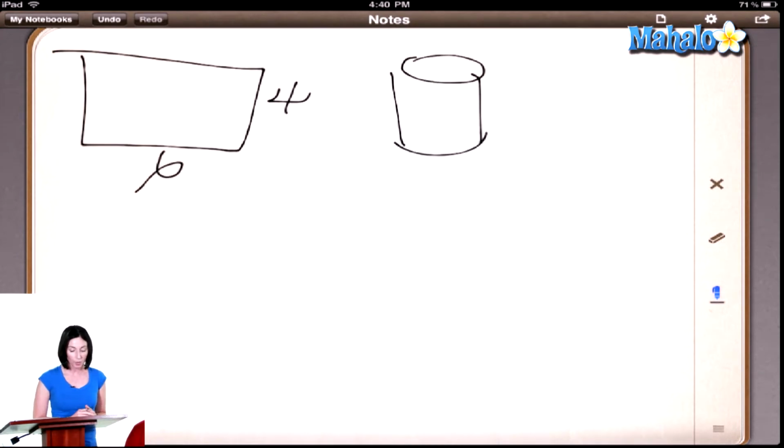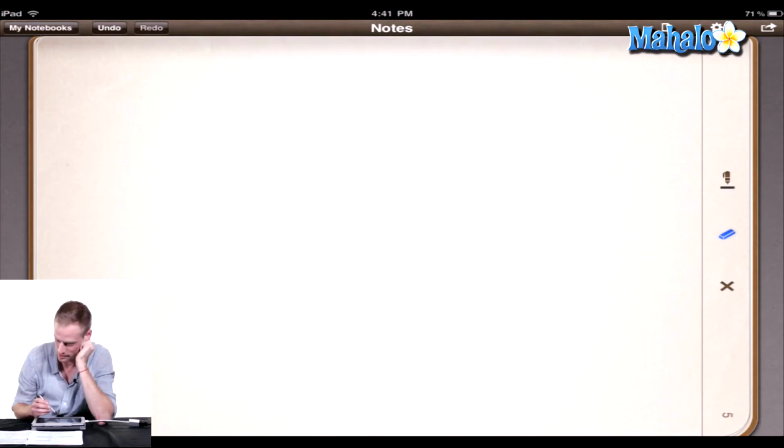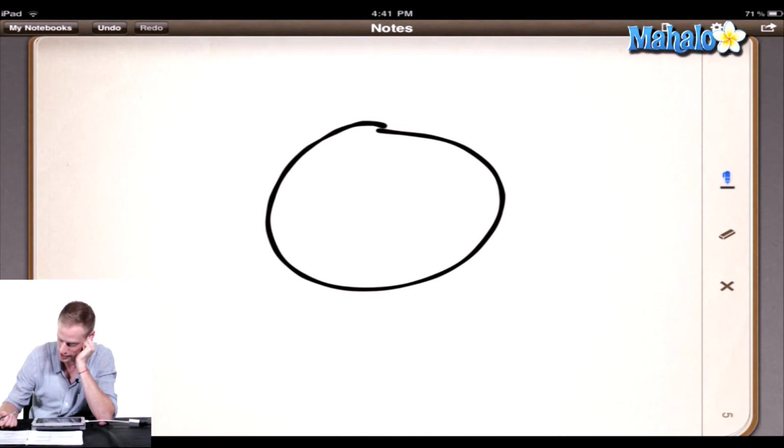And what they want to know is, what is the area in square centimeters of the base of the cylindrical tube? Does anybody think they know how to do it? Yeah, I do. Okay, try. I think it's asking for the area of the circle. That's right. It is asking for the area of the circle. So how do you find that out? I would use the formula, area equals pi r squared.